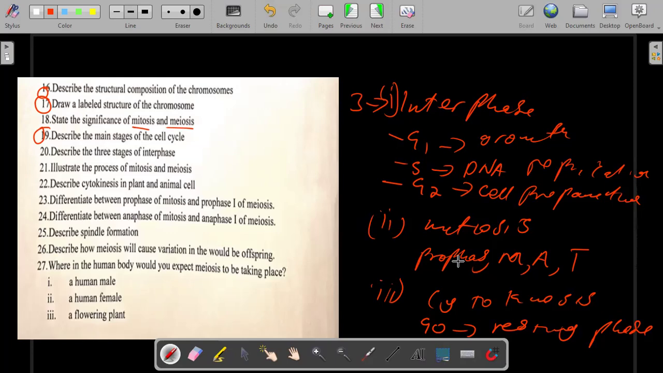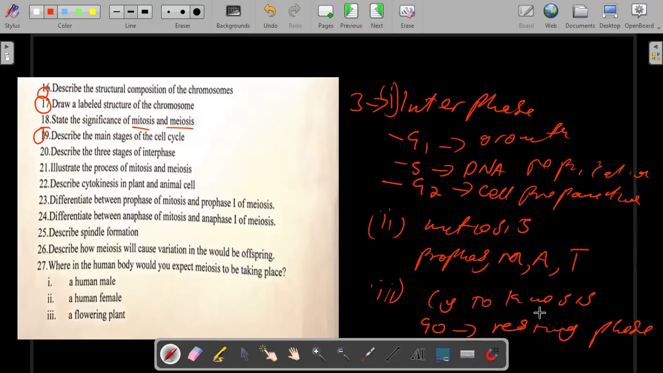In mitosis, you are going to have prophase, where the chromosomes condense and become visible, the nuclear membrane breaks down, and spindle fibers are formed. In the metaphase, the chromosomes align at the center of the cell. Then you have anaphase, where the chromosomes separate and move to the opposite poles. Then in telophase, the chromatids reach the poles and the nuclear membrane forms around the chromatids.